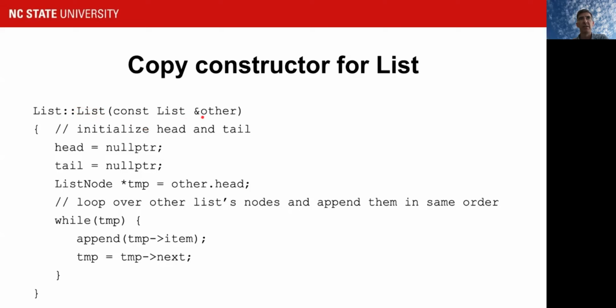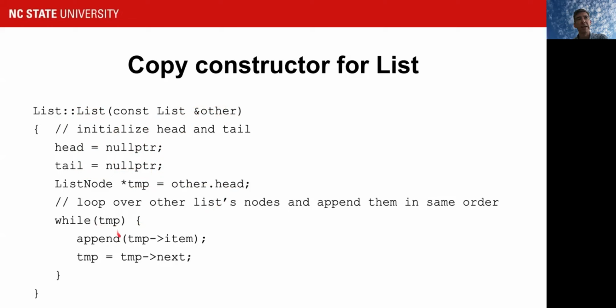And then we pass in a reference to the thing we're copying. My standard way of doing that is calling it other. I'm copying from some other object, and then I'm going to make my object match that other object. So I start off by setting head and tail to null. Then I get a pointer to the head of the other list and loop over all of the nodes in that other list one at a time.